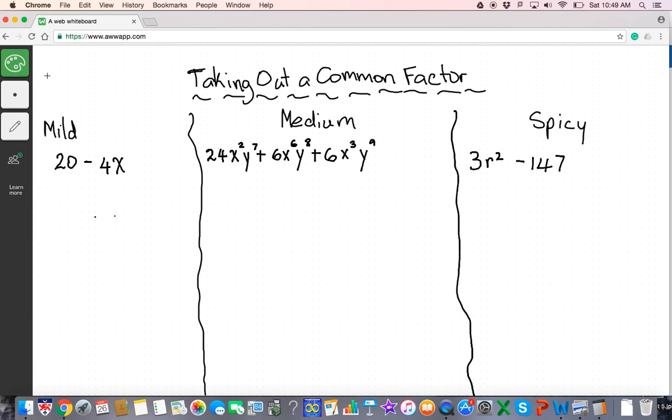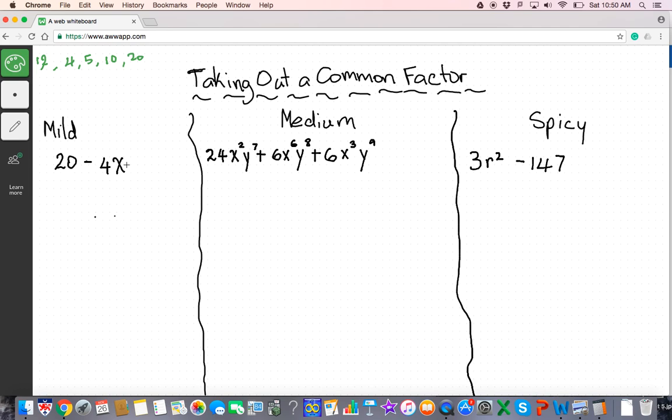So the factors of 20 are 1, 2. 3 is not a factor because it doesn't divide evenly into 20. We have 4, 5. 6 is not a factor because, again, it doesn't divide evenly into 20. 8 does not work. 9 does not work. 10 works. And then the next factor is 20. So those are the factors of 20.